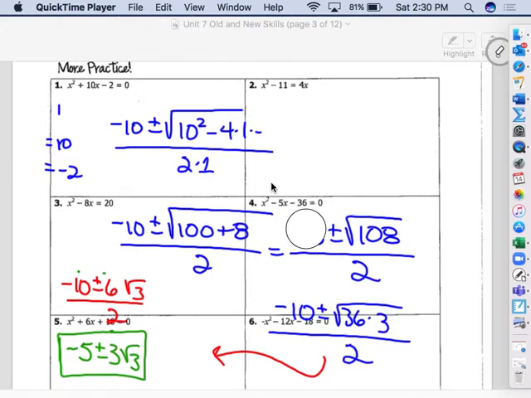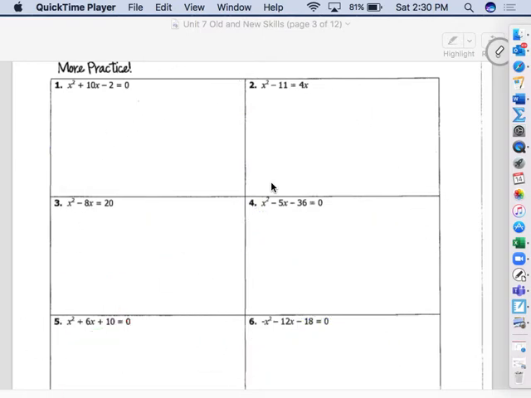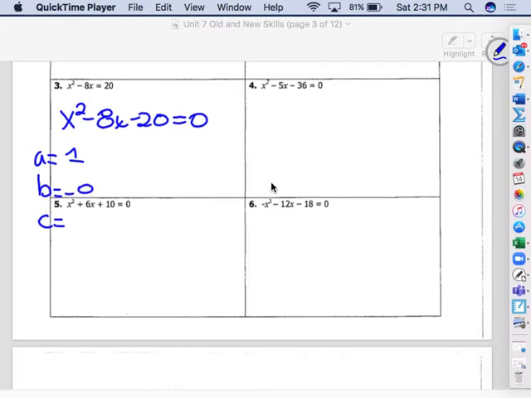And let's do number 3 together on the video. In number 3, it's not set equal to 0. It is not yet in standard form. So that's my first job, before I identify A, B, and C. A is 1, B is negative 8, C is negative 20.